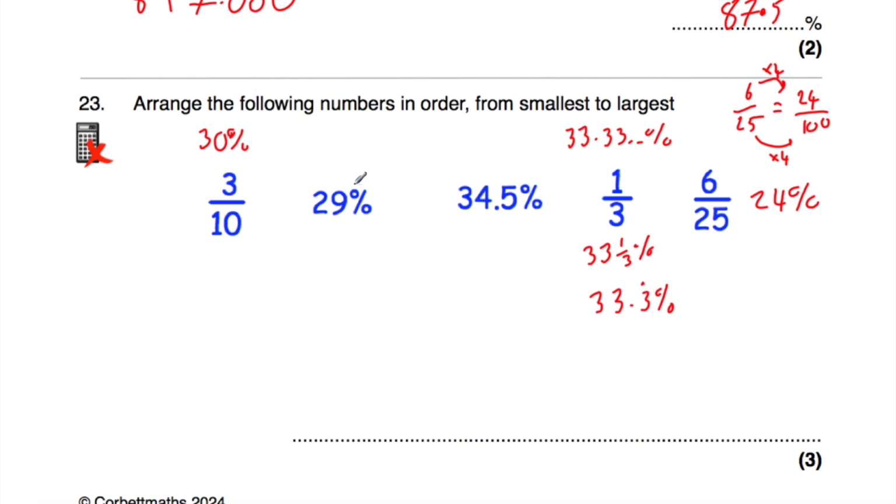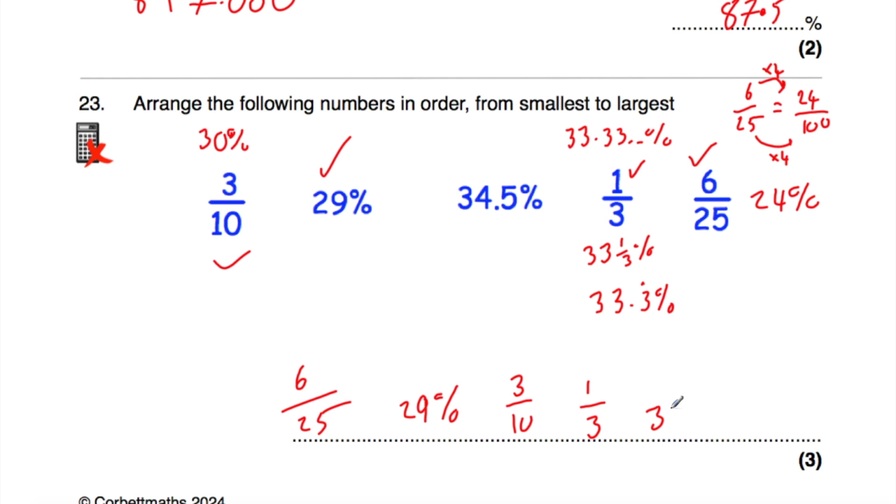So we've got 30%, 29%, 34.5%, 33 and 1/3% or 33.333 and so on, and 24%. So this is our smallest. I'm going to write it as 6/25, what we were given in the question. So we've done that one. Okay, next 29%, that's our next one. Next then we've got 30%, which is 3/10. So that's that one. We've got two more. Now our next one, 33 and 1/3. I'm going to write it as a third because that's what we're given in the question. And then finally 34.5, so it's 34.5%. And that's it. We've written those numbers in order, going from the smallest to the largest.